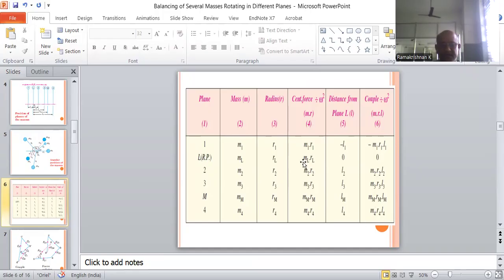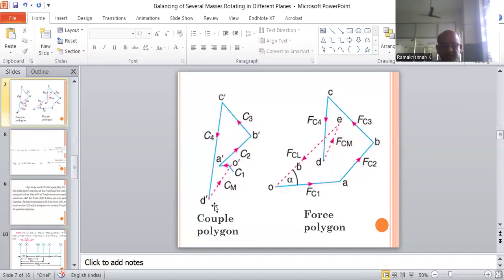Now from the centrifugal force column and the couple column, there may be 1 or 2 unknowns. Now we have to first draw the force polygon or couple polygon having the minimum unknown. So if the couple polygon has the minimum unknown, we have to draw the couple polygon first, and then the force polygon. Now we draw the couple polygon first.